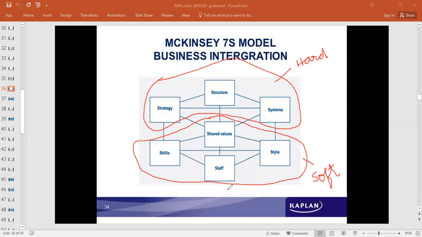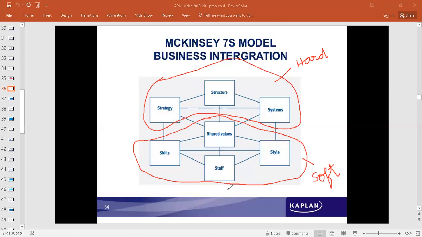Then the structure. Just now we've learned about structure. What is the structure of the organization? What is the style of operation? Is it centralized? Is it decentralized? That's the structure present in the organization, so that is the second S. Third is the systems prevailing in the organization. What type of systems are prevailing? Do we see that there is bureaucracy in the organization, or there's no bureaucracy?